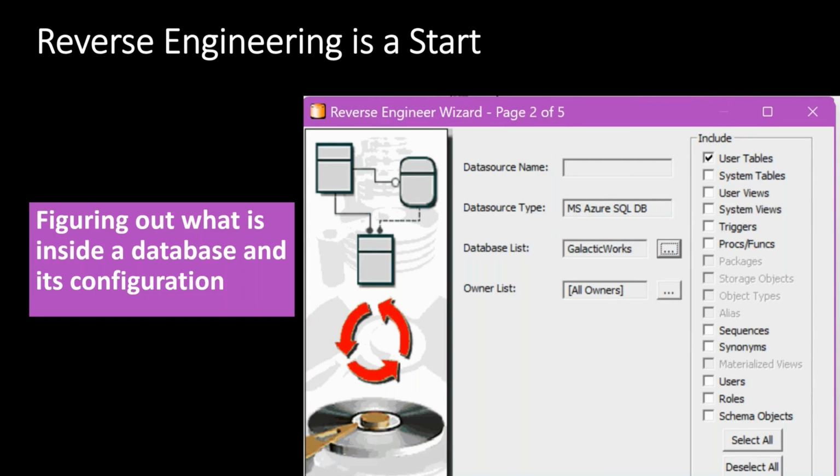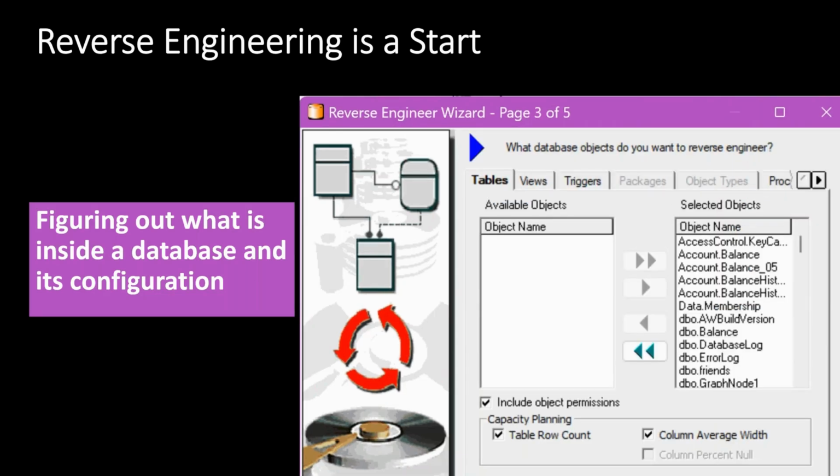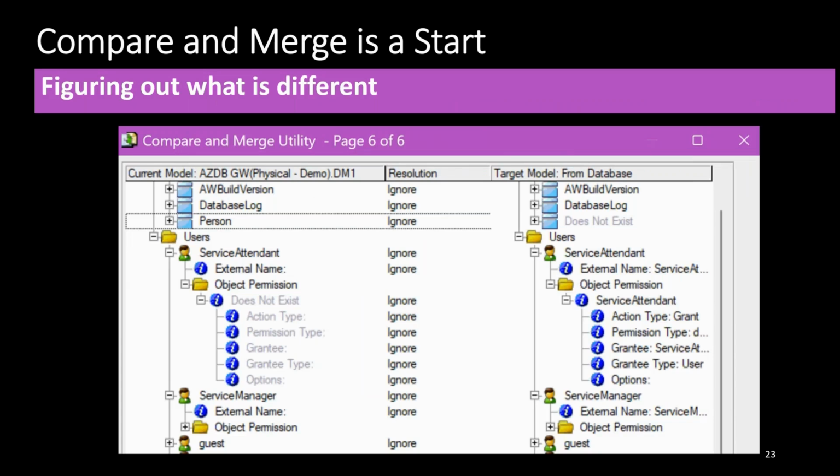I know sometimes when I do a reverse engineer, I'm not reverse engineering the triggers or the stored procedures or functions or procs, just because I'm focused on tables, entities, and views. And then I can choose which of the objects that are in a database that I want to reverse engineer. And then there's compare and merge.